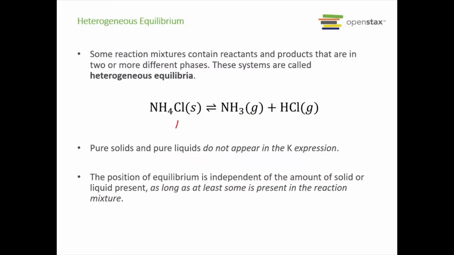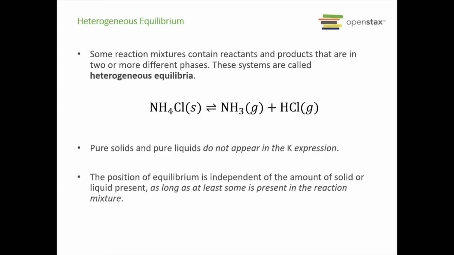So now we're going to look at heterogeneous equilibrium. Hetero meaning different. So if you have a reaction mixture where the reactants and products are in 2 or more different phases, we have a heterogeneous equilibrium. So here's an example, ammonium chloride becoming ammonia and HCl. But again, just like before, pure solids and liquids do not appear in the K expression. The position of the equilibrium does not depend on the amount of solid or liquid present, as long as there's some of it present in the reaction mixture. I'm not going to be mean and give you one where it's not present and ask you how that affects the equilibrium. That's not part of this class.